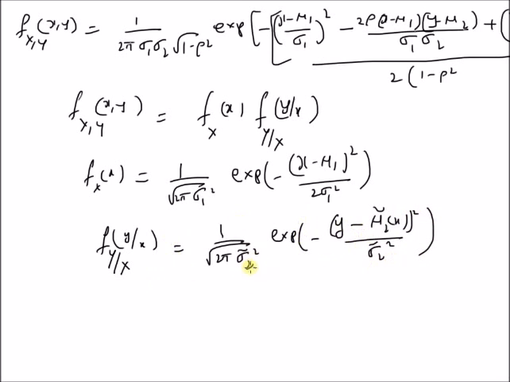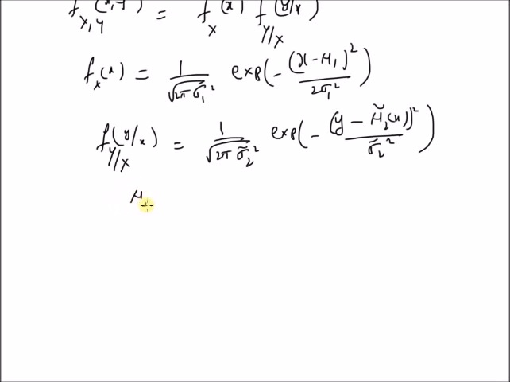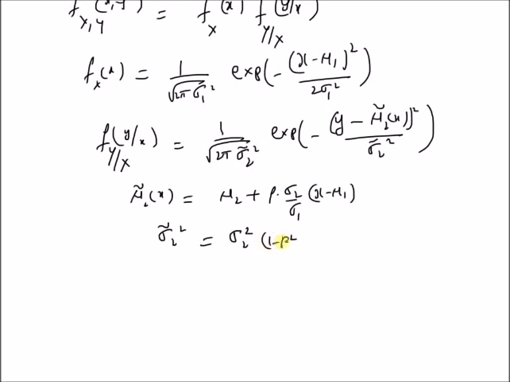So this is the conditional PDF of y given x, where mu 2 tilde of x is equal to mu 2 plus rho into sigma 2 by sigma 1 into (x minus mu 1), and sigma 2 tilde square is equal to sigma 2 square into (1 minus rho square).